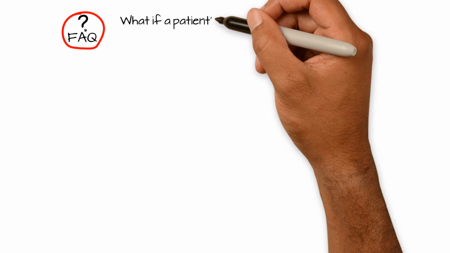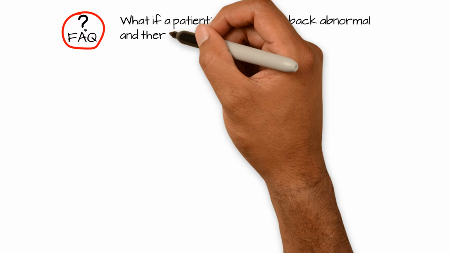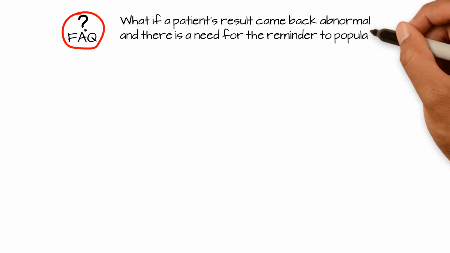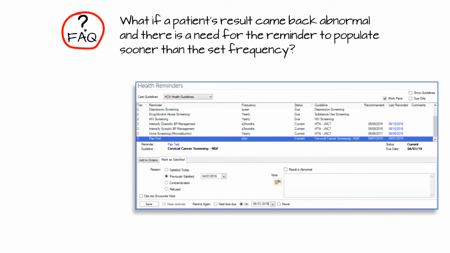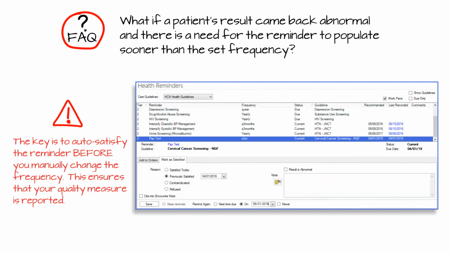Another frequently asked question is, what if a patient's results came back abnormal and there is a need for the reminder to populate sooner than the set frequency? Once the reminder is auto-satisfied, you can use the work pane to manipulate the frequency and set the reminder for the patient to an earlier date. In this example, the patient's PAP was auto-satisfied with their PAP lab result.